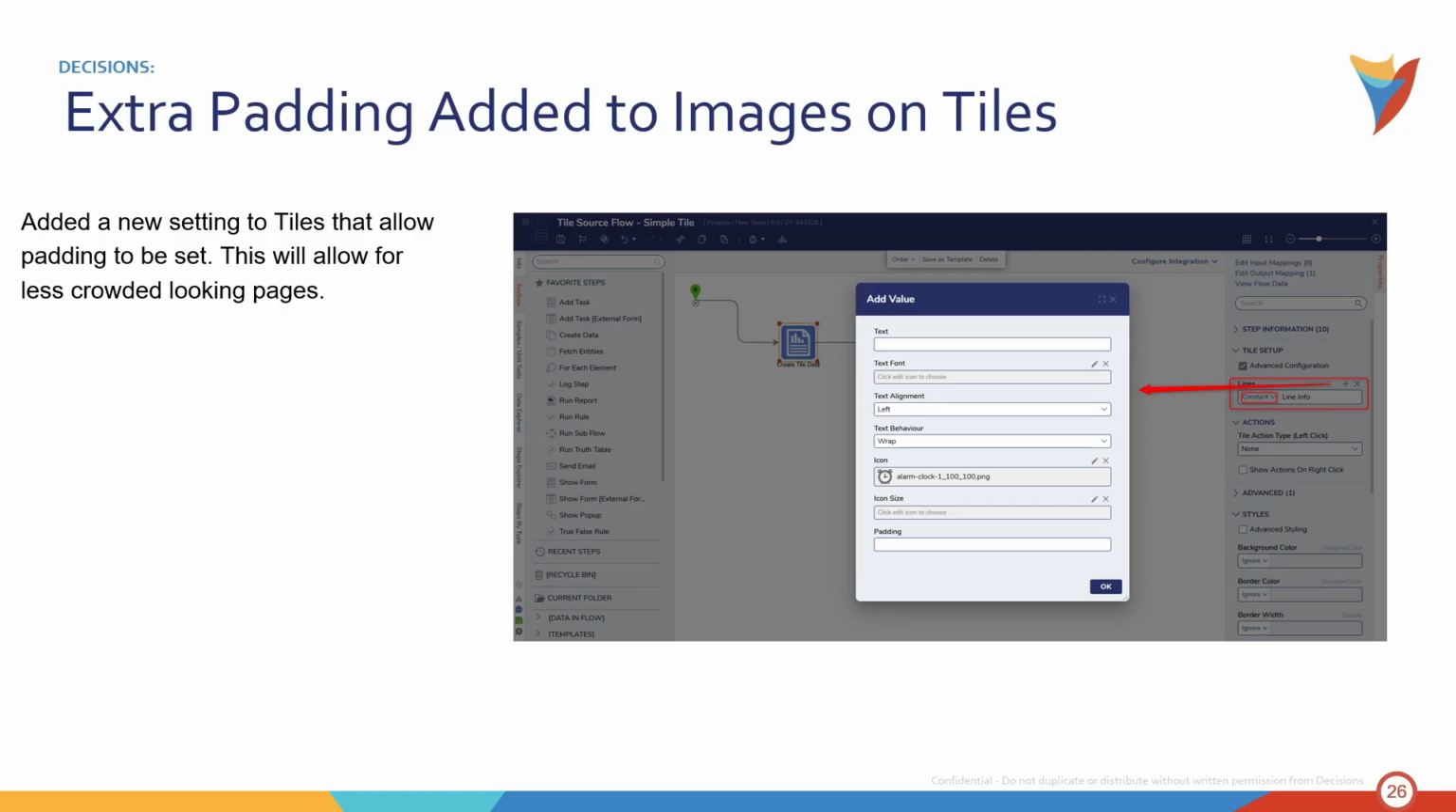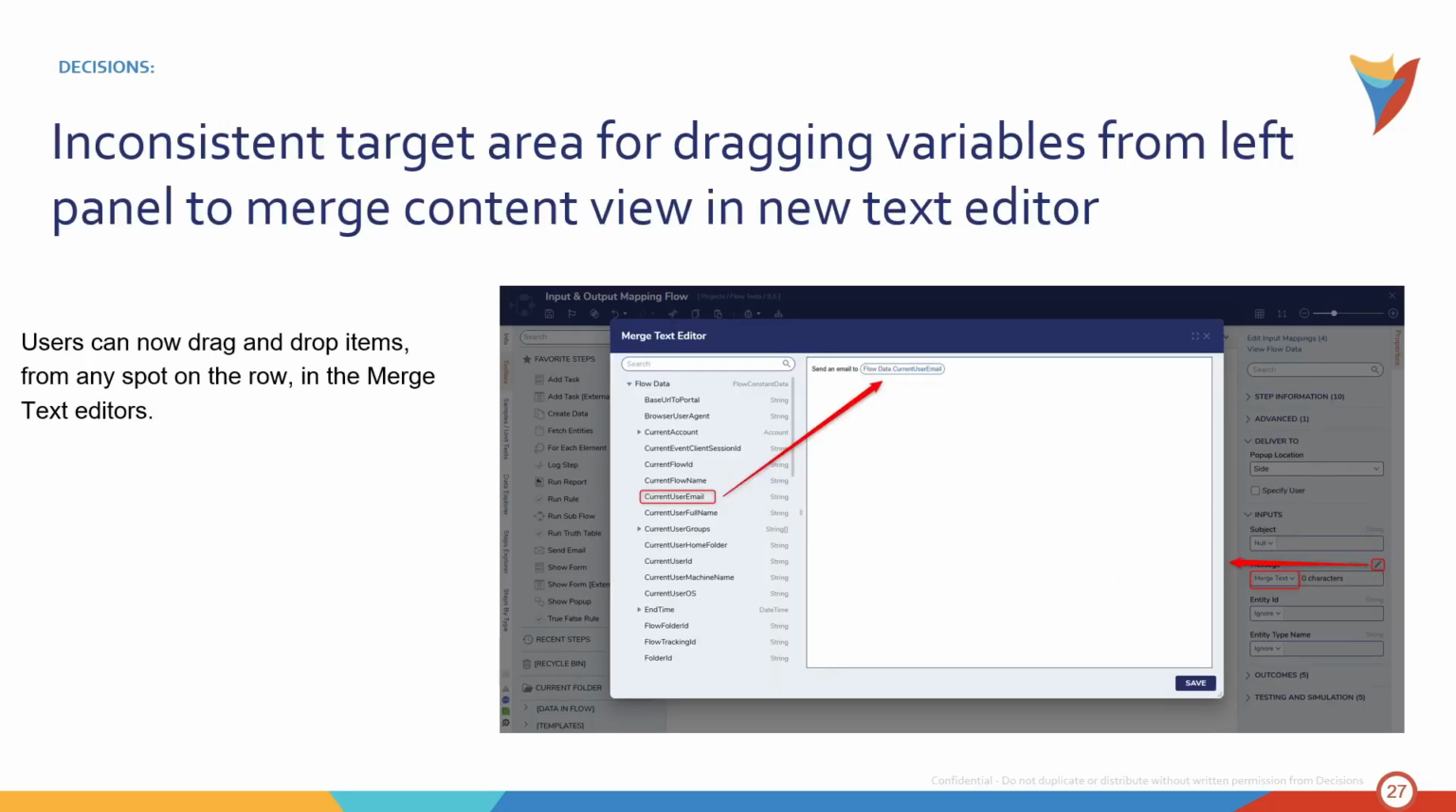We also have a new setting for padding on edges of tiles that's going to allow you to have better control and placement using tiles. We've also increased the sensitive areas to get variables into your text editor and the workspace. So in previous iterations, you may have had to aim a little bit more directly. Now you can grab anywhere on the row and drag and drop those variables into that editor.